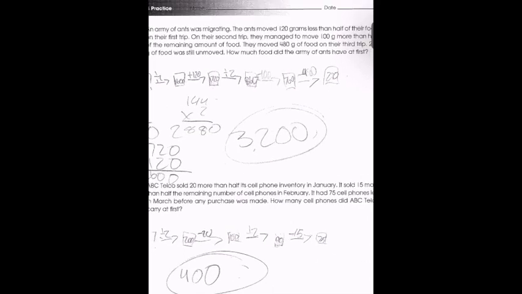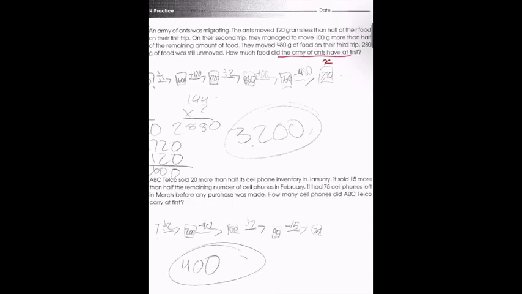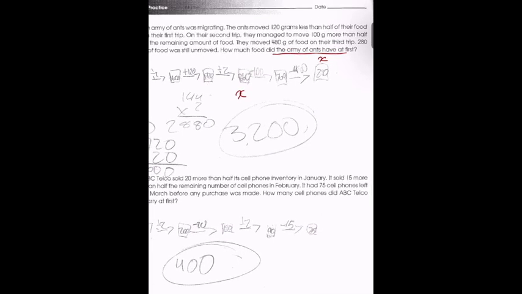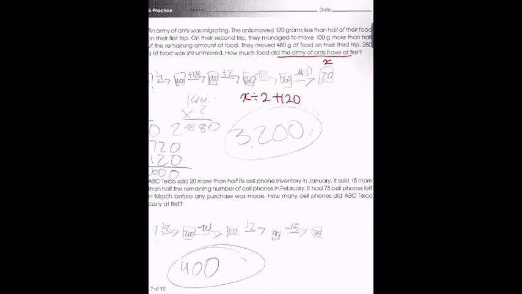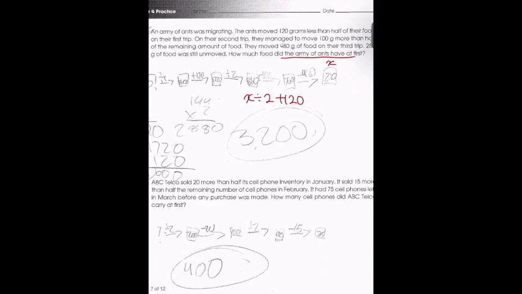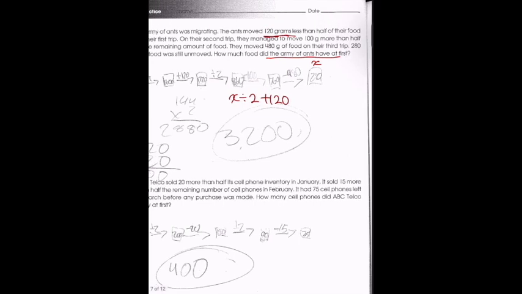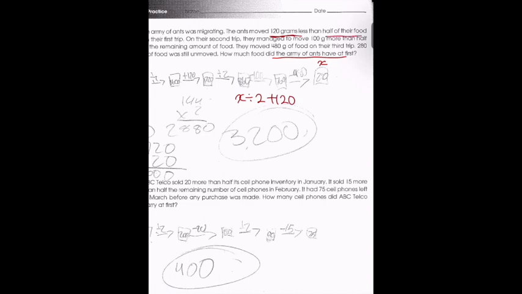So the amount of food the army had at first is going to be X. So if we start with X, they move 120 grams less than half of their food. So it's going to be X divided by 2 plus 120, right? And we're doing plus 120 because they moved 120 grams less. So they moved 120 grams less than half of their food. And that is why we're dividing by 2. And that is half, but they moved 120 grams less than half. So we have to add 120 to show that.